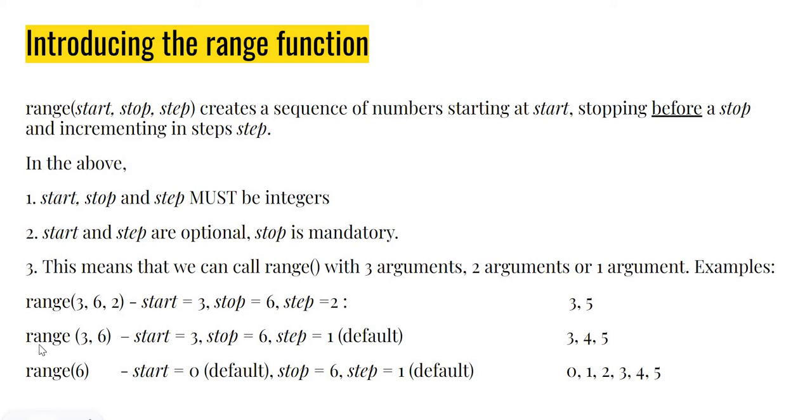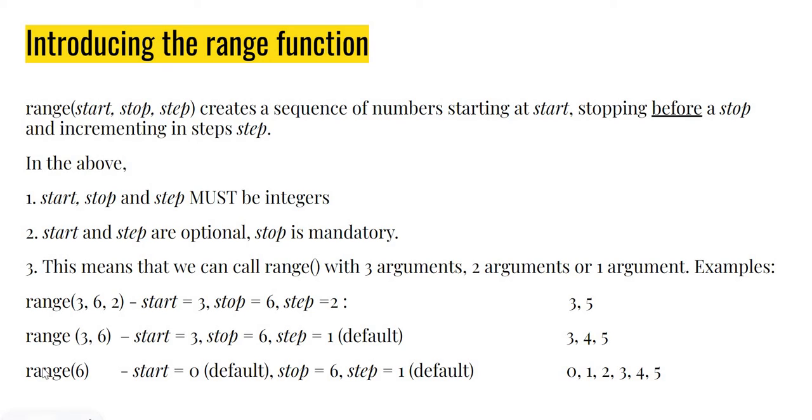Now let's say I did instead range 3, 6. In this case, I'm providing only start and stop. So start is 3, stop is 6, and since I'm not providing the step, it means that I have to take step as 1. So if I do this, I'm going to get 3, 4, and 5. Again 5, because remember the counting stops before the stop number, right? So I'm not going to include 6, but I'm going to leave it at 5.